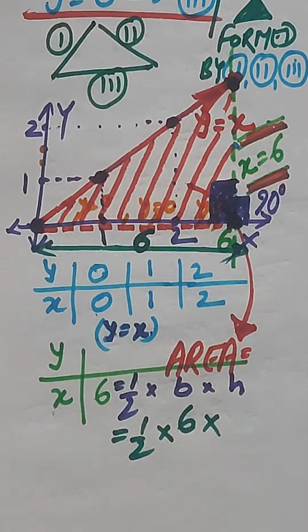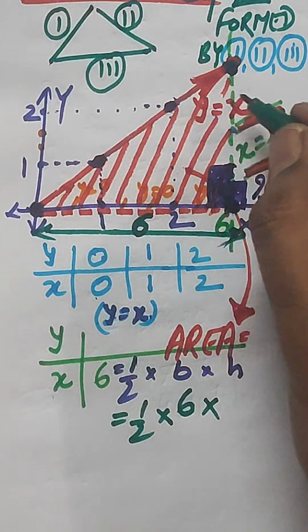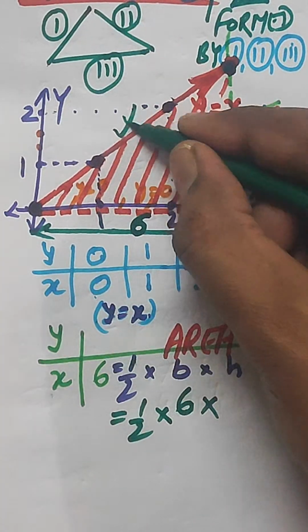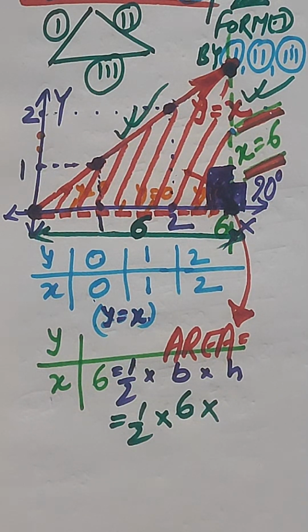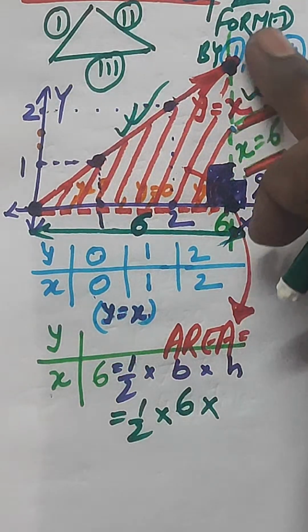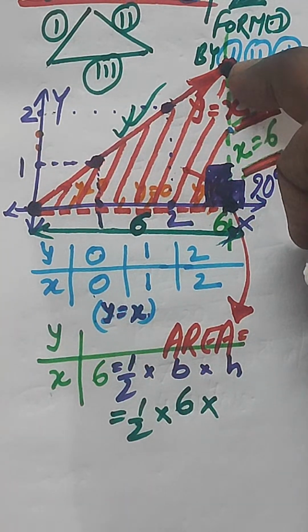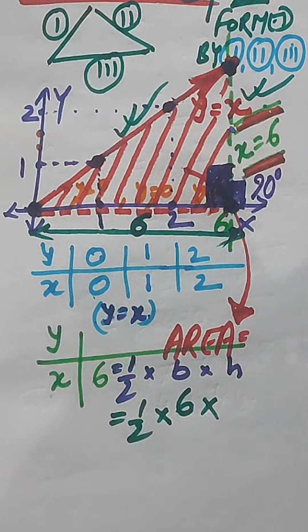So what we will do, we will simply solve these two equations, this equation and this equation. How will we solve it? Because y equal to x is going over here and x equal to 6 is going over here, and both are intersecting at this point. That means at this point both the equations should be satisfied.